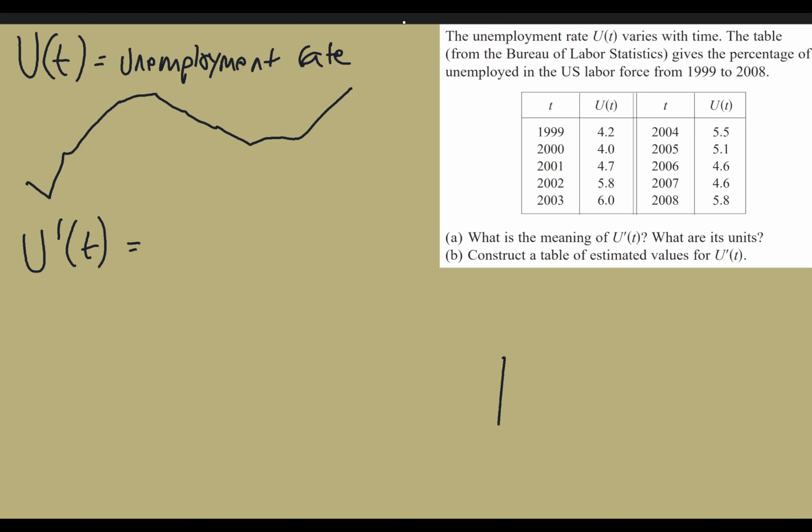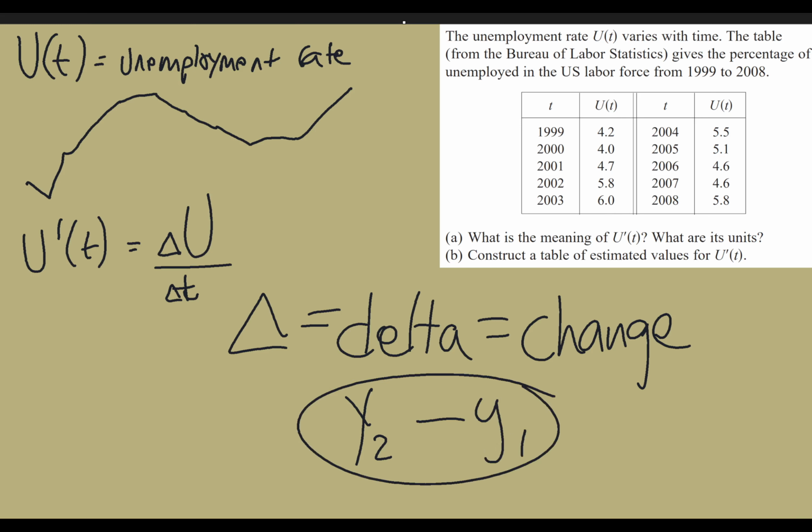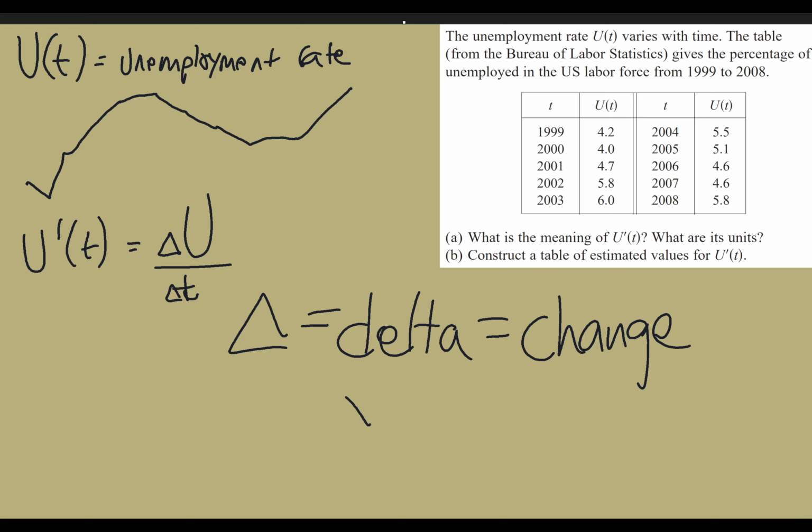And we're going to look at the same thing here. So what would create the unemployment rate? That is dependent on what our variable is that we're looking at. In this case, it's time. So this is the change in unemployment rate over some change in time. Delta means change. And usually that means something like y2 minus y1. That's how you find the change, the difference between two things, okay?